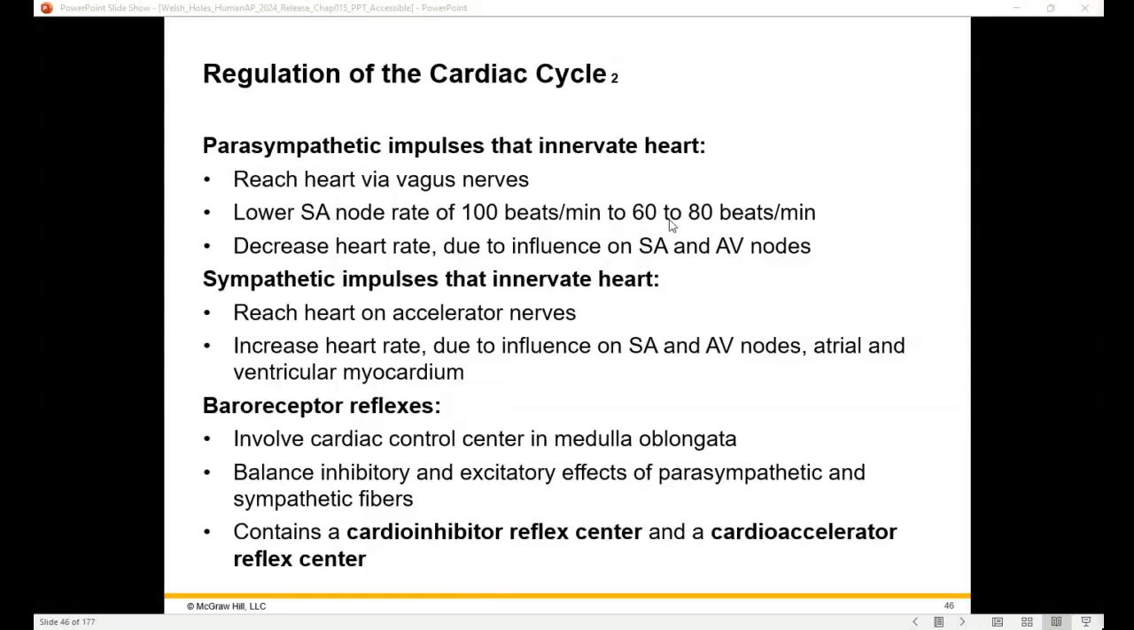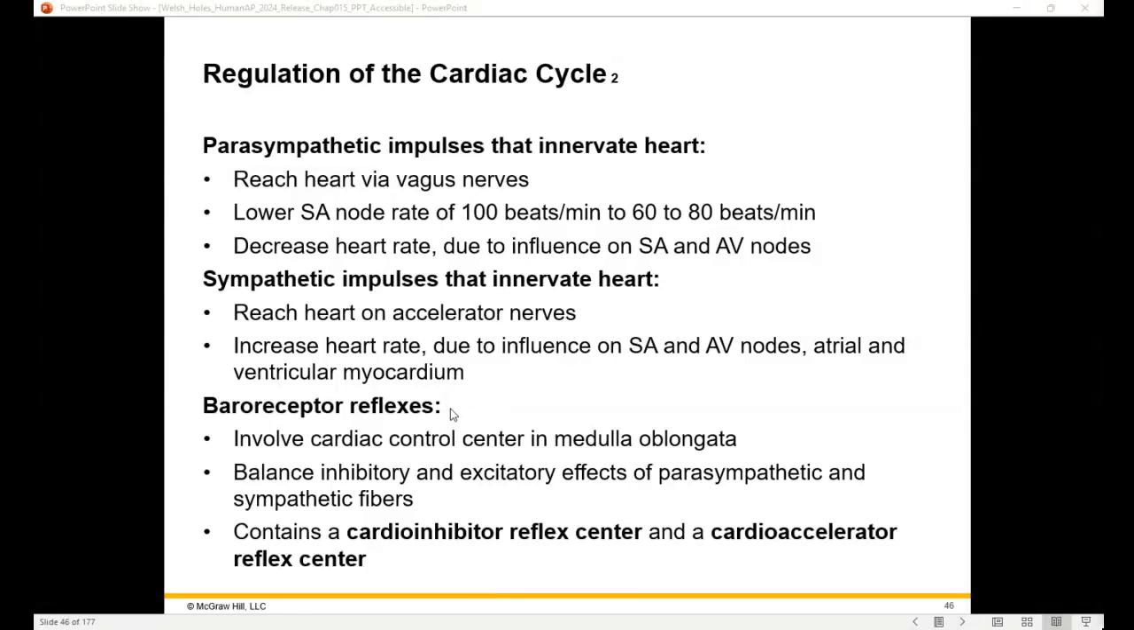Parasympathetic impulses that innervate the heart reach the heart via the vagus nerves. They lower the SA node rate of 100 beats per minute to 60 to 80, and they decrease the heart rate due to the influence on the SA and AV nodes. The sympathetic impulses that innervate the heart reach the heart on the accelerator nerves. They increase the heart rate due to the influence on the SA and AV nodes and the atrial and ventricular myocardium.